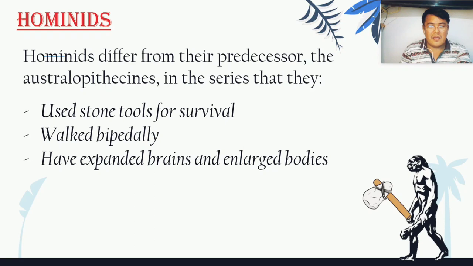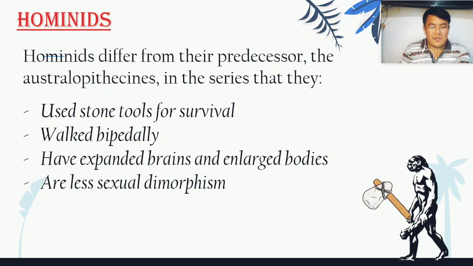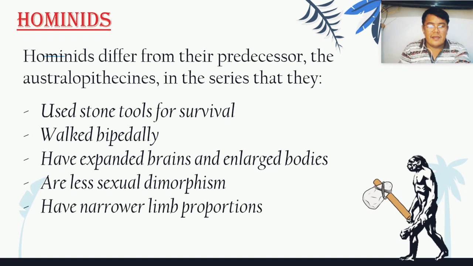They have less sexual dimorphism. So other than the reproductive system, halos magkamuka, hindi nagkakalayo ang tsura ng male and female. They have narrower limb proportions. So proportional lang katawan niya. Unlike dun sa mga apes before, mahaba ang kamay, but nag-evolve siya, so mas maliliit yung mga limbs.